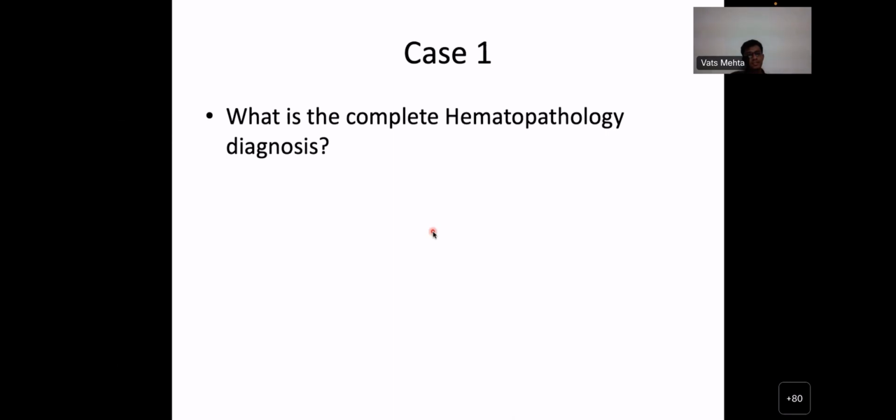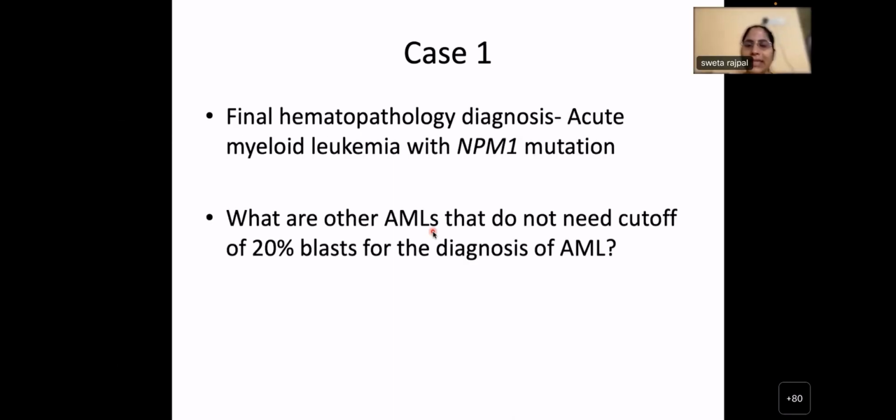Okay. So now, this is actually a case of AML with NPM1 mutation, because with the presence of NPM1 mutation in the new WHO, you have to call it AML, even if the blast count does not cross 20%. So apart from NPM1 mutated AML, any other case you know of where a cutoff of 20% is not required for diagnosis of AML?